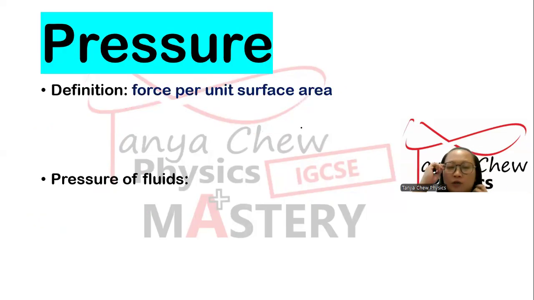Now, pressure. Don't give yourself too much of the pressure. I know IGCSE physics is no joke, but relax, right? The definition of pressure is, don't ever define pressure as density times g, gravitational acceleration, times the height. No, no, no. Pressure, one physical quantity, one definition. The definition of pressure is force per unit surface area. If you are asked to find the pressure of the solid, then we always use this formula.